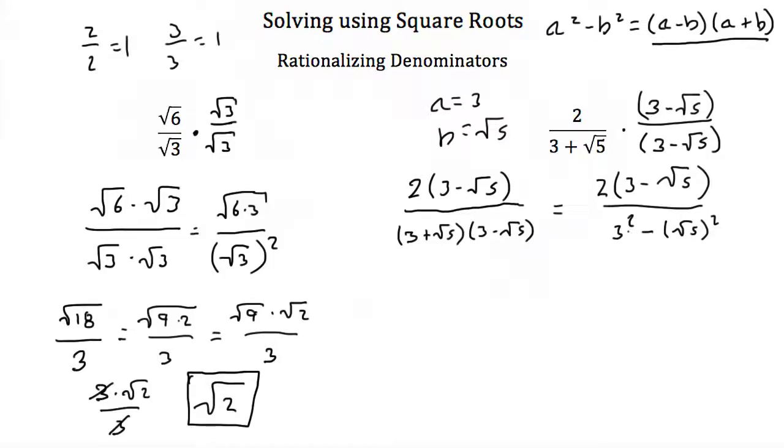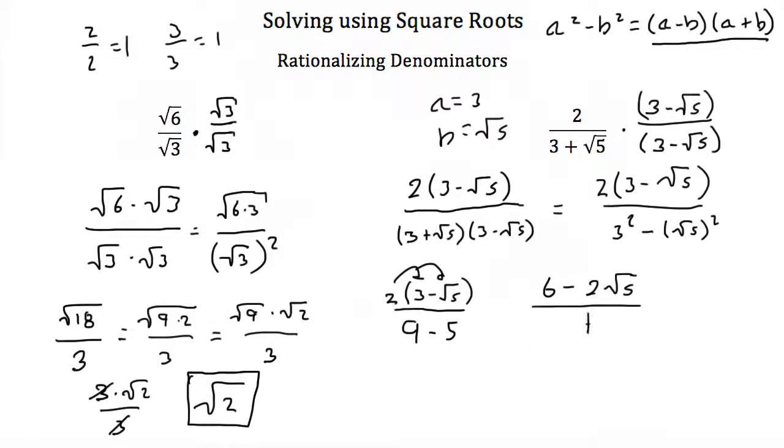Now if I square the 3, I get 9. And if I square the square root of 5, I just get 5. So this is 9 minus 5 in our denominator. And on the top, we still have our 2 times 3 minus the square root of 5. If I distribute this 2 inside, we'll get 6 minus 2 square roots of 5. And this is over 9 minus 5, or 4.